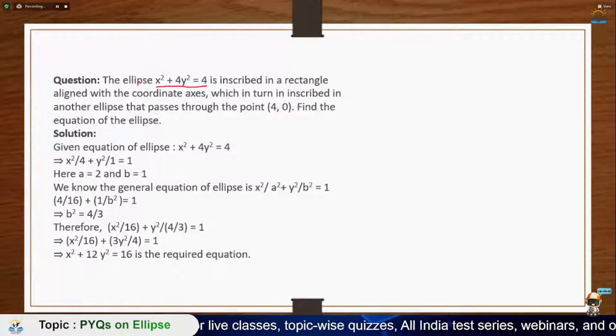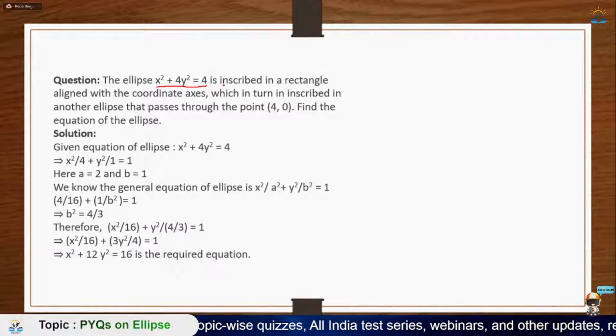So let's start with the very first question. The ellipse x square plus 4y square equal to 4 is inscribed in a rectangle aligned along with the coordinate axis, which in turn is inscribed in another ellipse that passes through the point (4, 0). Find the equation of the ellipse.